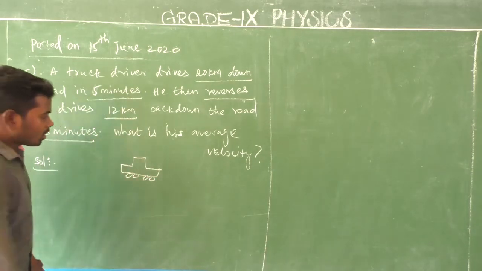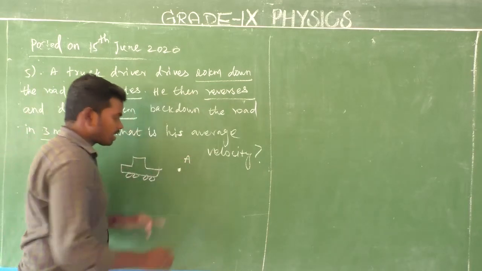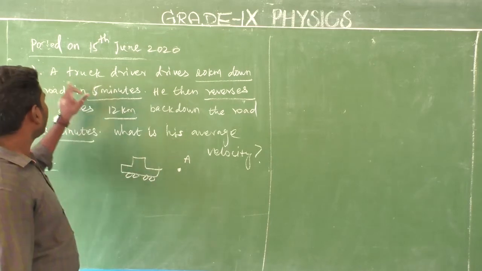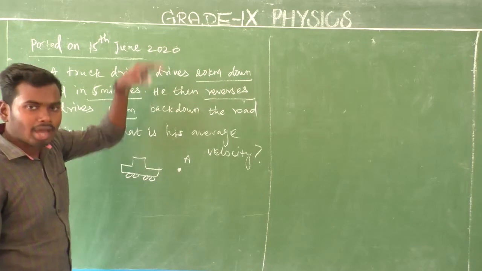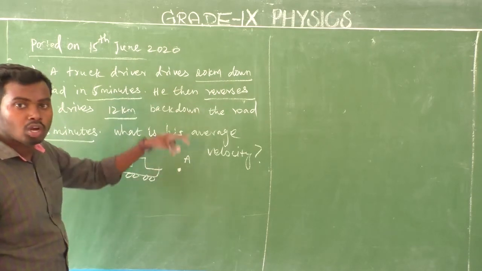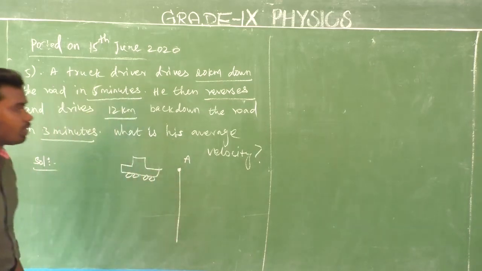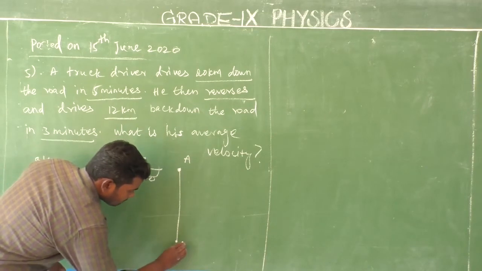Consider a truck. The truck starts moving from point A. Look at here. The truck driver drives 20 km down, which means the truck goes 20 km down like this. Is it clear? So the truck comes to position B.